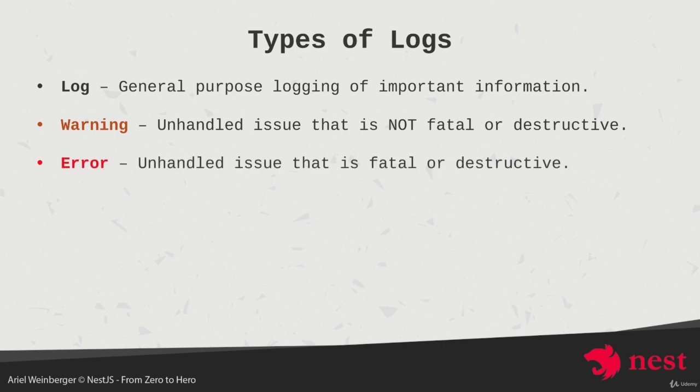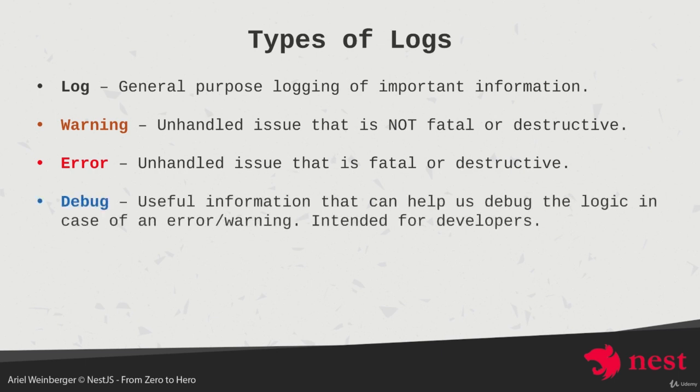There's the error type, which is used for unhandled issues that are fatal or destructive for our system. So, for example, when we failed to save a task in the database, even though validation has passed. Then we have the debug type, useful for information that can help us debug the logic in case of an error or warning, and that is intended for developers. For example, logging the state of the application during some operation.